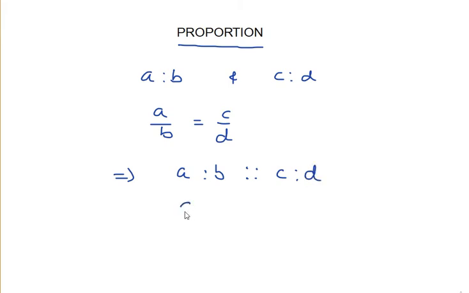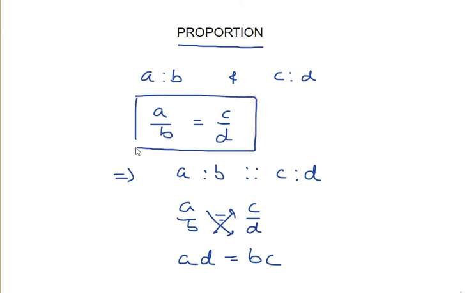So if I am writing this A upon B is equal to C upon D, if I do cross multiply, the relation between these terms will be AD equal to BC. And one more thing I just want to explain to you, if we have A upon B is equal to C upon D, in other words, the ratio A ratio B is proportional to C ratio D.